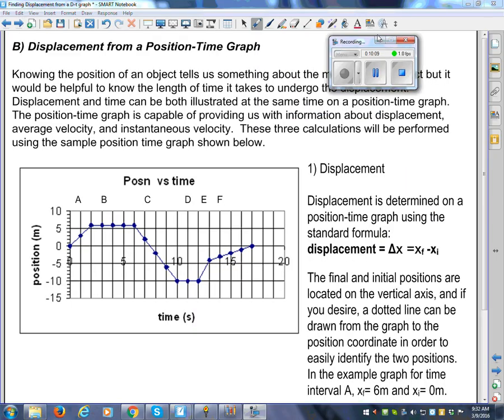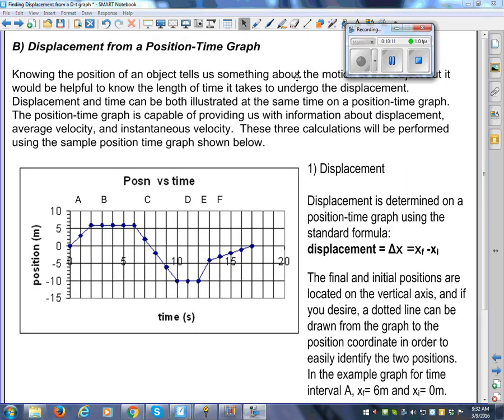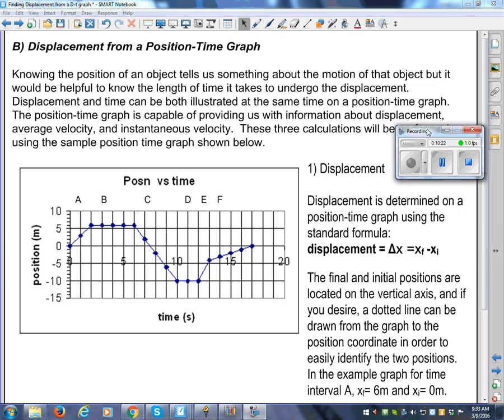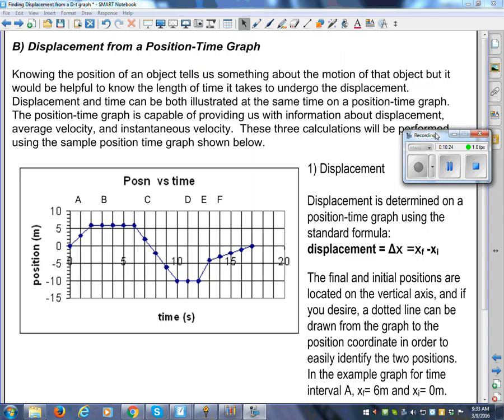Okay, now, that's the easy part. I hate to tell you this, that's the easy part. Okay? Displacement from a position time graph now. We're going to be reading it from a graph. Pay attention, here's the learning part. There's going to be a little quiz part later.